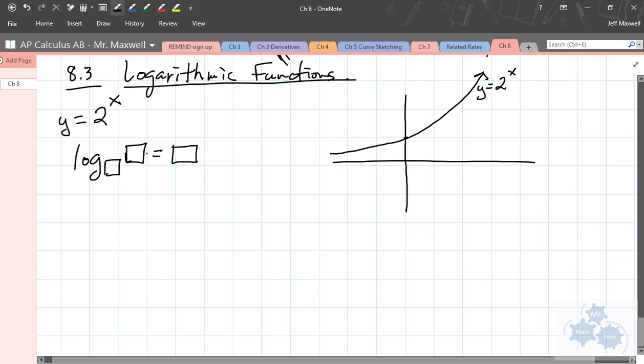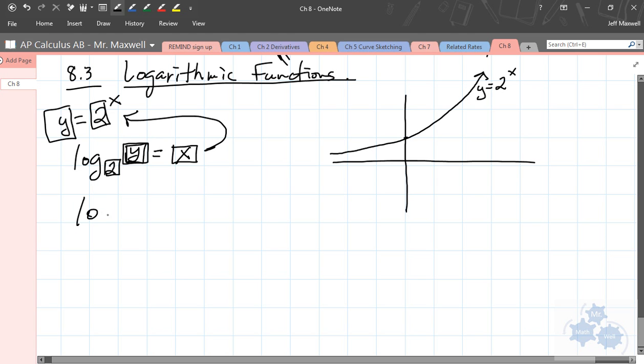Because we can interchange the forms, right? So what goes here in the base position? 2, actually, because 2 is the base for this exponent. Okay, so what goes here? y, and what goes here? x. So really, this is where y is isolated. If you are given a log function and you're asked to solve for y, that's how you do it. You go from the log version to the exponential version of it.